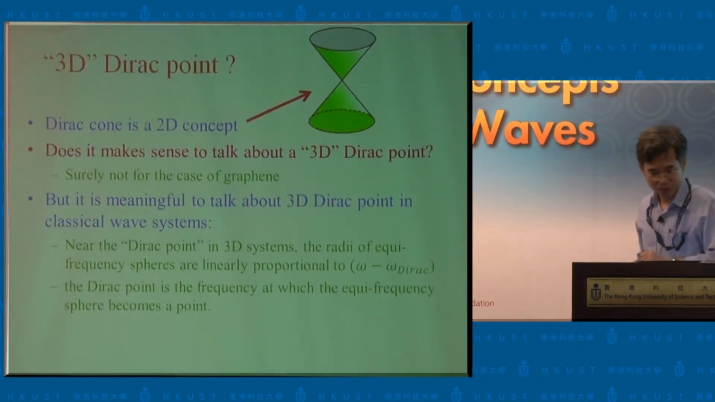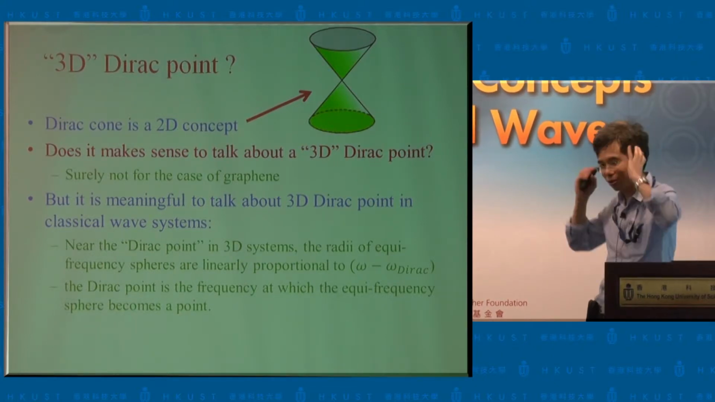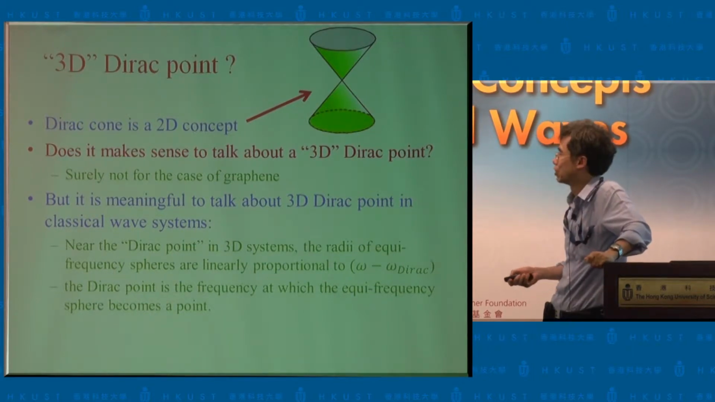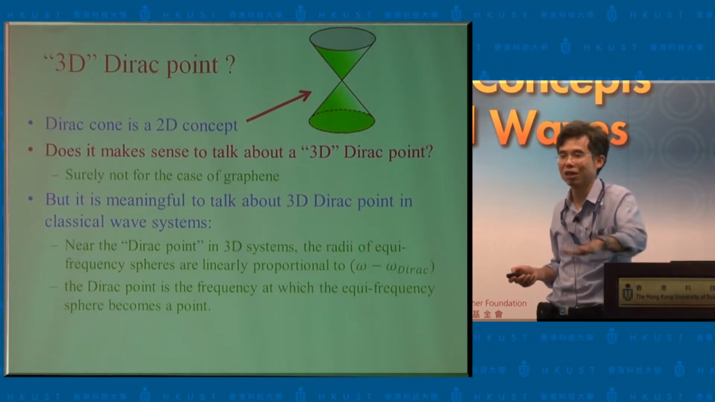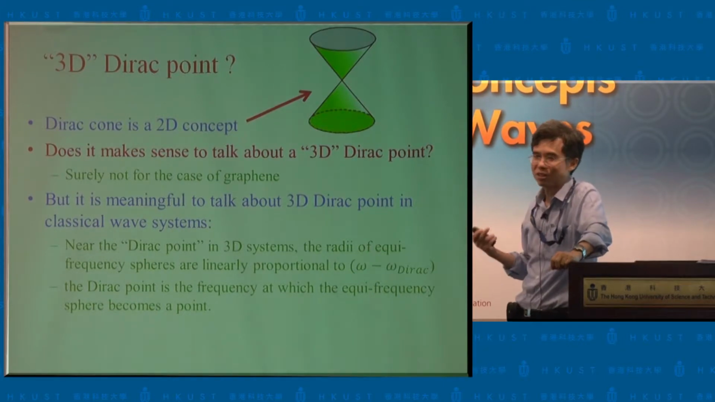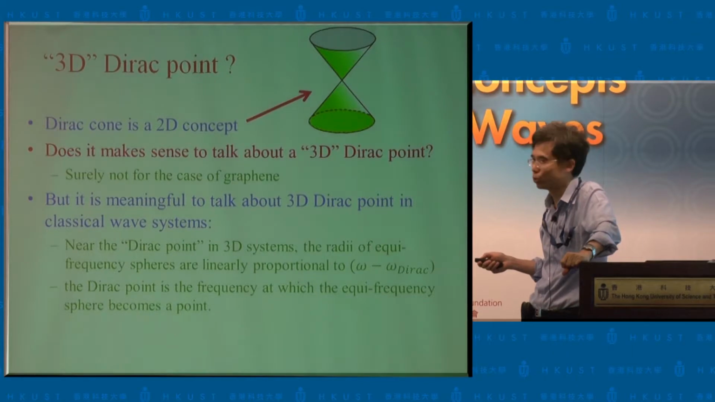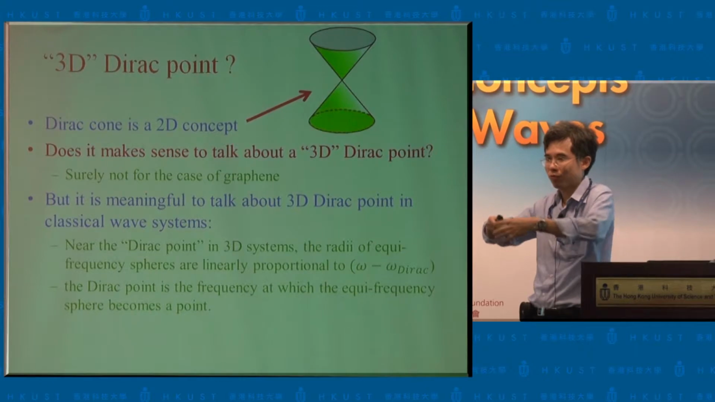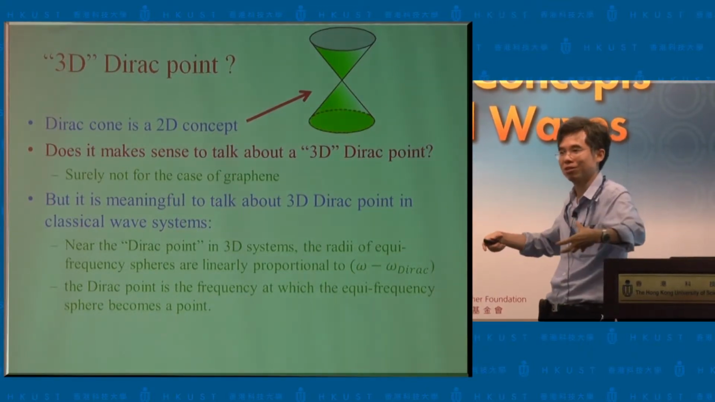Now, I also want to say that classical wave systems allow us to, in fact, expand our concept in cases in which electrons cannot. For example, the Dirac Cone for graphene is manifestly a 2D concept. It makes no sense to talk about a 3D Dirac Cone for an electronic system. Now, when we say that, what do we actually mean by a Dirac Cone in 2D? What it means is that we have this very peculiar dispersion, so that the equi-frequency surface is a set of circles whose radii shrink linearly until they reach zero and then expand again symmetrically.